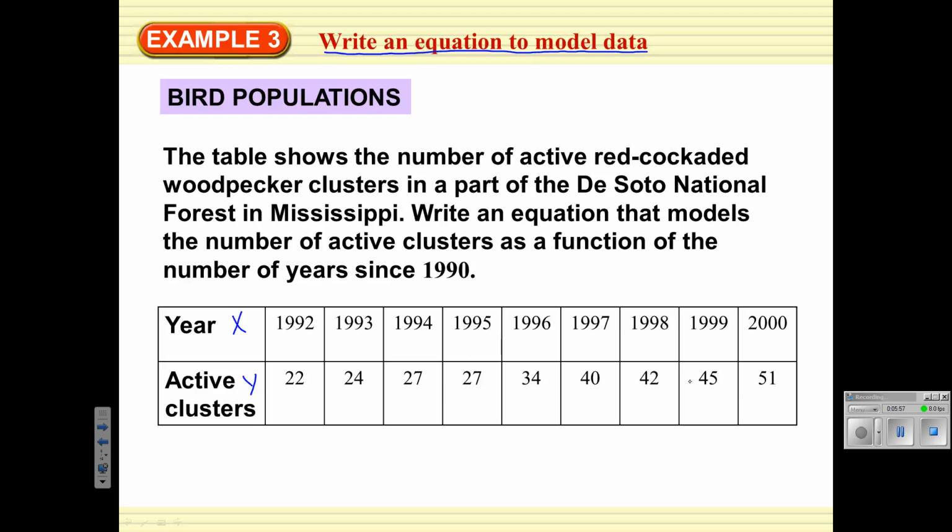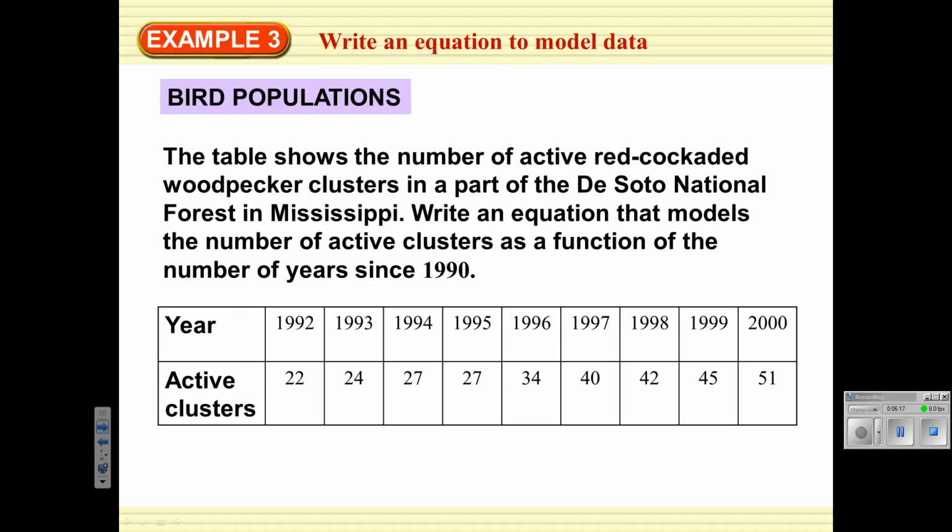And so we're looking at this. So we can kind of see a trend here already. From 92, there were 22 active clusters, and it gradually seems to increase up to the year 2000 where there's 51. So we can already see that as x increases, y increases. So we can see there's a positive correlation.